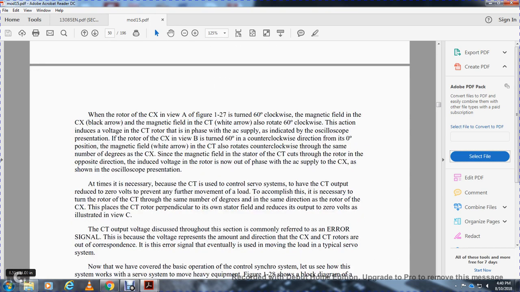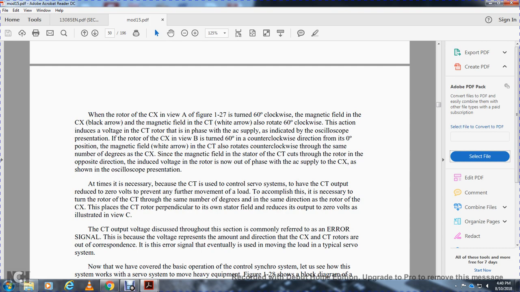The purpose of this voltage is for the control transformer to drive the servos so that the control transformer reduces to zero and prevents any further movement of the load. To accomplish this, it is necessary to bring the rotor of the control transformer through the same number of degrees in the same direction as the rotor of the control transmitter.